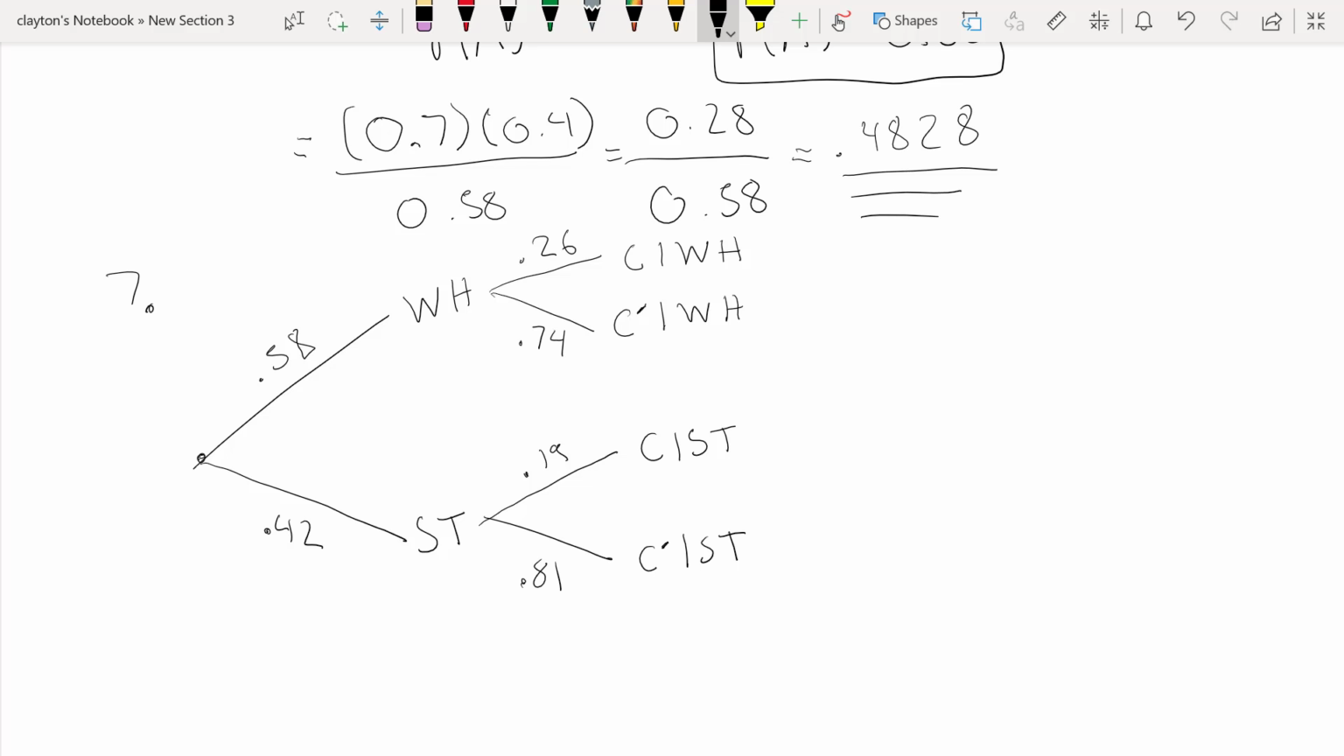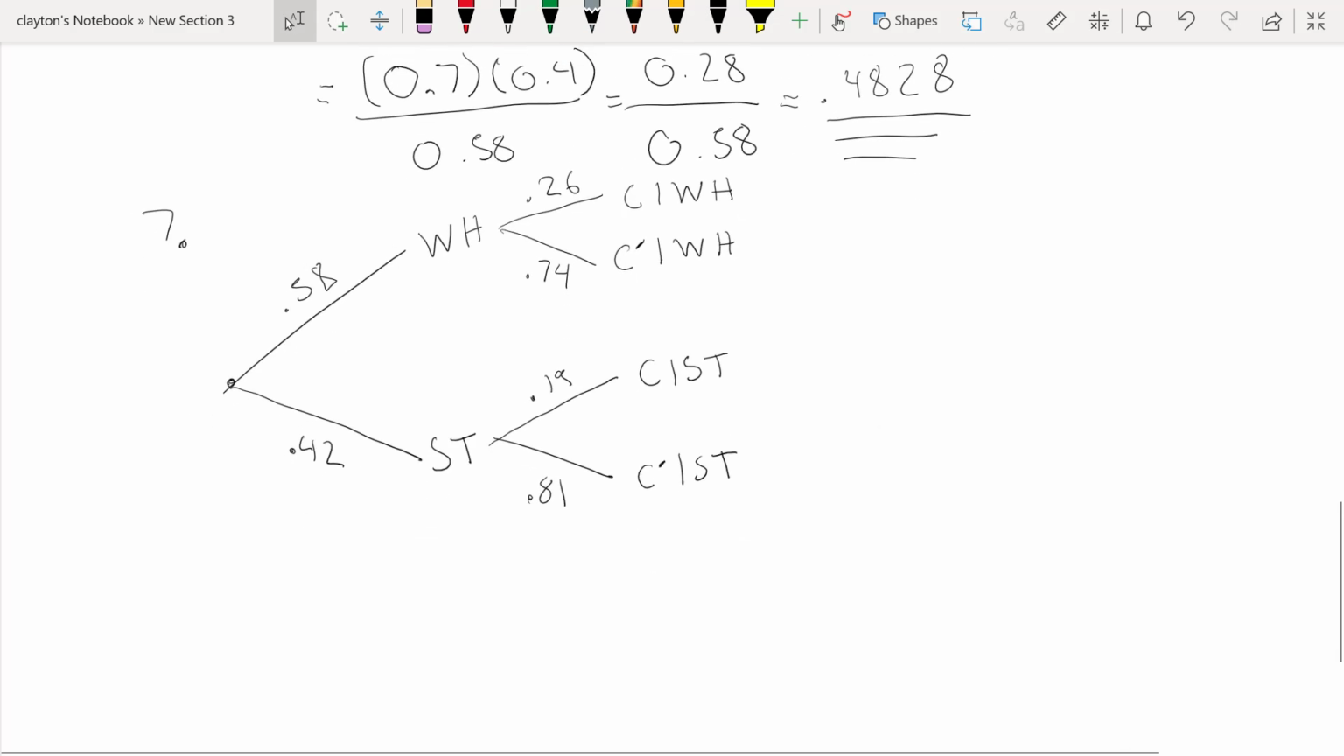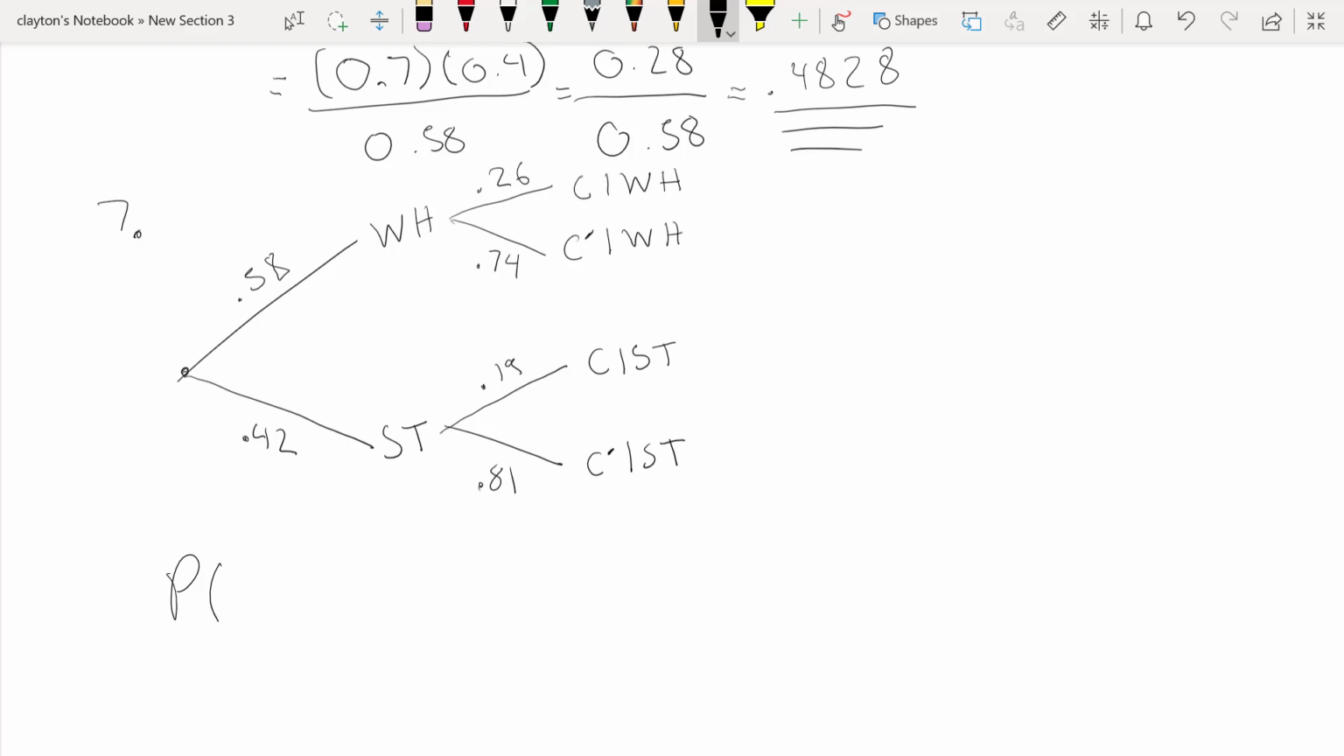And now let's read. Now that we have this, it should make it easy. A student living in the dormitory is randomly chosen. Find the probability that the student does not receive a coupon. And so we're looking for the probability of no coupon.